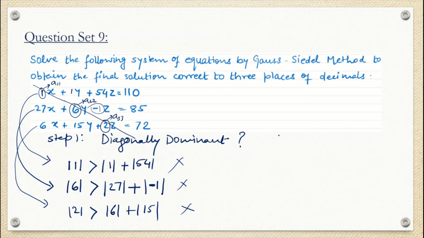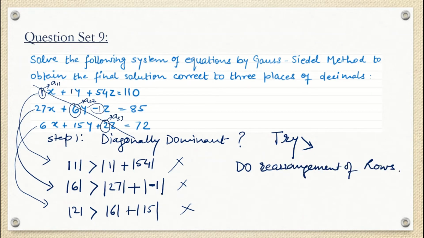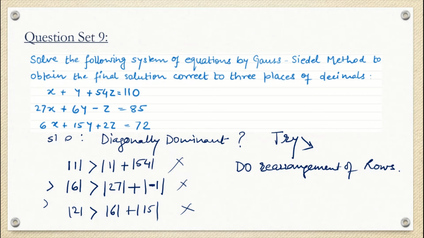So what do I have to do? I have to try to make the system diagonally dominant. And what is my try? I am going to do the rearrangement of rows so that the system will become diagonally dominant. If I interchange these two rows, row 1 with row 2, what will happen? This 27 will go on the principal diagonal. I'm just trying it.